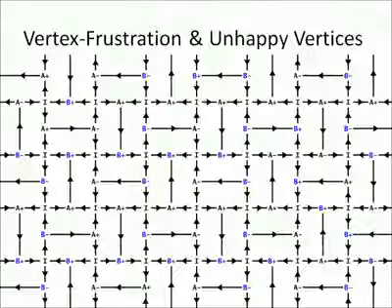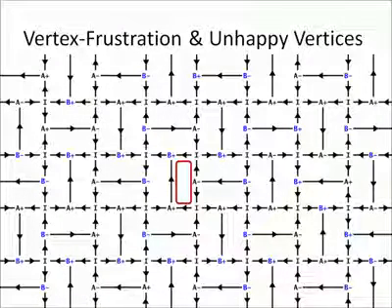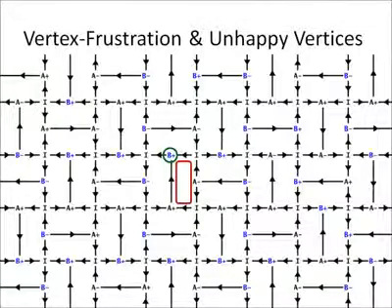Now, consider a vertex-frustrated lattice. The mutual arrangement of vertices means not every vertex can be in its lowest energy configuration. Somewhere on this loop, there has to be an unhappy vertex. It must take on a higher energy configuration. While these unhappy vertices appear to be excitations, they are not. They are part of the ground state and cannot be removed, as we prove in the paper.